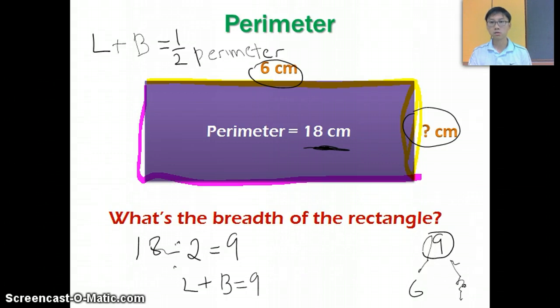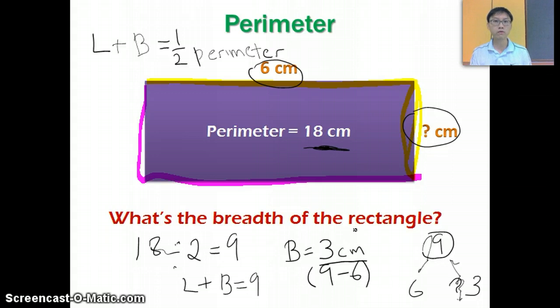I'm sorry, it looks awful. You know that 6 plus 3 will give me 9, so my breadth is equal to 3. Or how we do it is 9 minus 6, and that will give me 3 cm. So this is fairly straightforward.